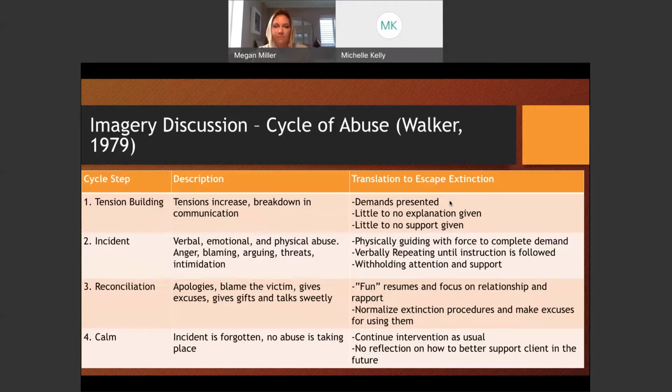No abuse is taking place. How does that translate to escape extinction? We continue our intervention as usual and no reflection on how to better support the learner occurs for the future.